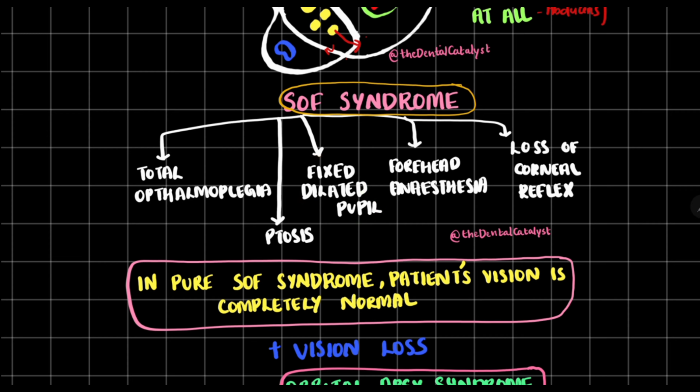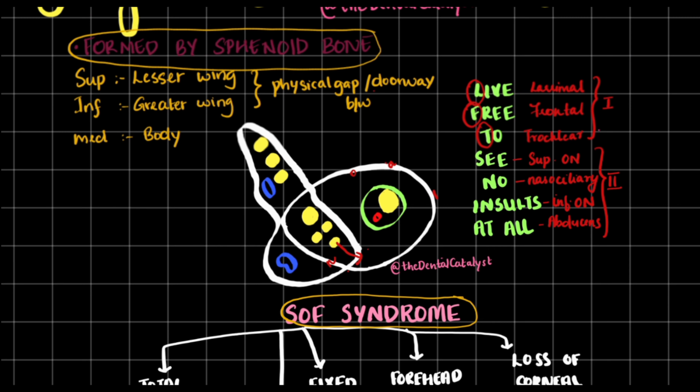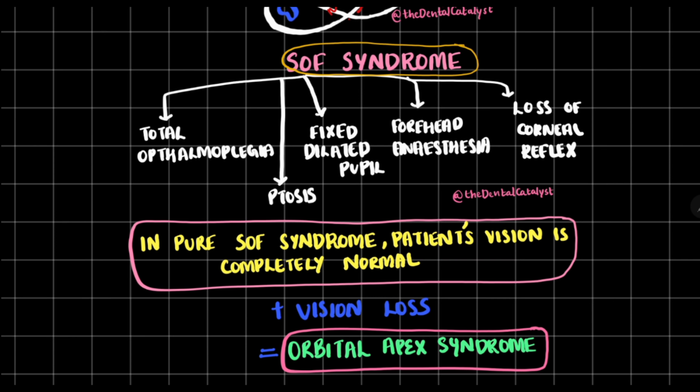The next clinical feature in here is the forehead anesthesia. So we all know the lacrimal and frontal nerves we drew at the top in here, LFT. These two nerves are responsible for forehead anesthesia because those branches of the lacrimal and the frontal nerves are compressed. The patient will experience total numbness across their forehead and the upper eyelid, causing anesthesia.